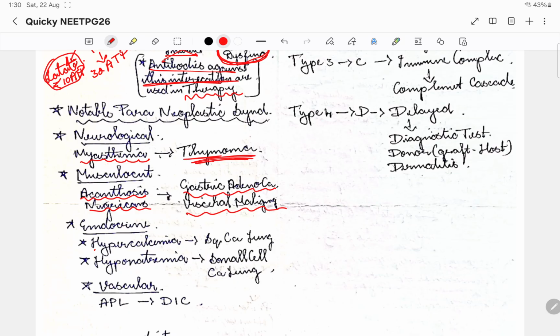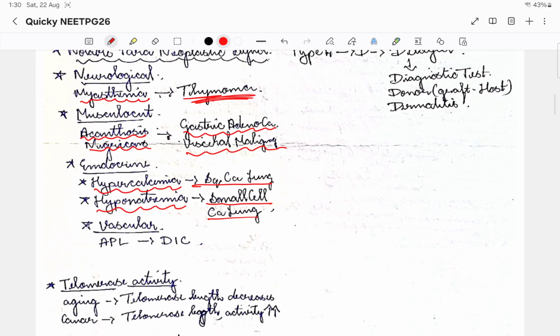Acanthosis nigricans can be suspected. Then hypercalcemia can be seen in squamous cell carcinoma of lung, whereas hyponatremia can be caused by small cell carcinoma of lung. So if you are suspecting lung cancer in a patient and you ask them to get an electrolyte function test, if you are suspecting squamous cell carcinoma, you can see hypercalcemia, calcium levels will be increased. Whereas in small cell carcinoma, you can see hyponatremia.